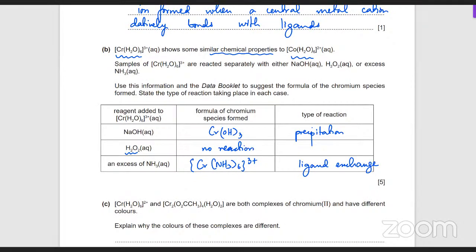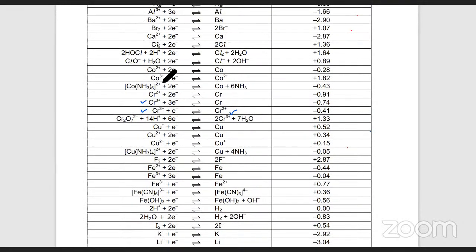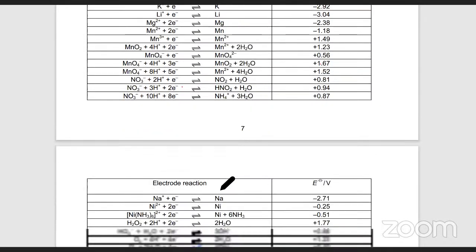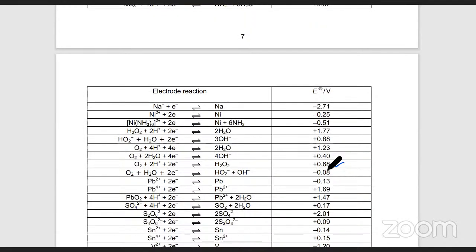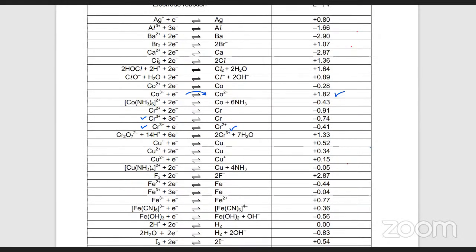But he's also said that it has similar chemical properties to cobalt. So maybe he's saying, think of chromium as cobalt. If we think of chromium as cobalt, then we might have a chemical reaction, because cobalt 3 plus, if you look here, has a very high potential. It's 1.82 volts. So higher potential would gain electrons and lower potential would lose electrons. This is 0.68, the lower potential. It would lose electrons. So if I were to take cobalt, then it would gain electrons.